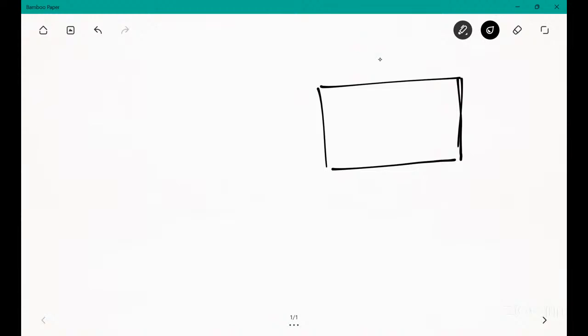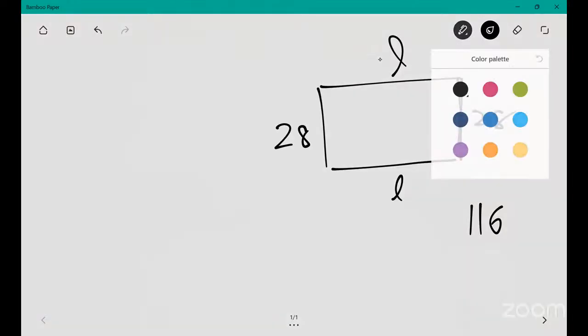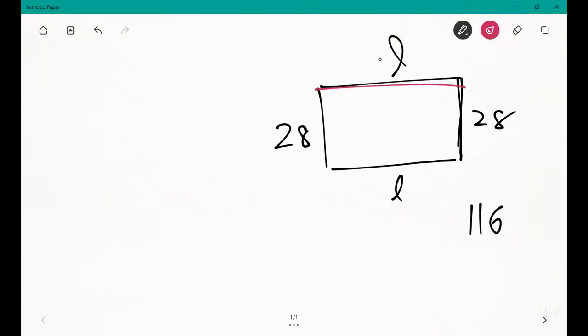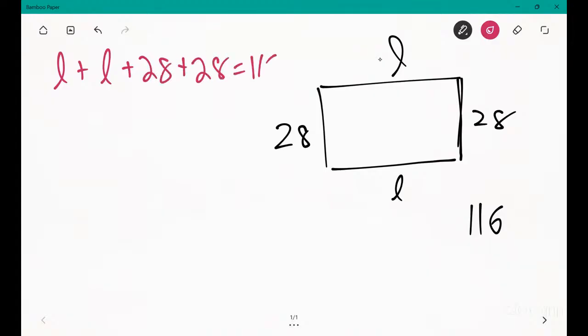So we had the radius of the semicircle as 14. So diameter means twice that. So that's going to be 28. So they're telling us that the breadth is 28. We have to find the length with the same perimeter. So the perimeter we found was 116. Perimeter means you have to add all four sides. So you can write it as L plus 28 plus L plus 28 is equal to 116.